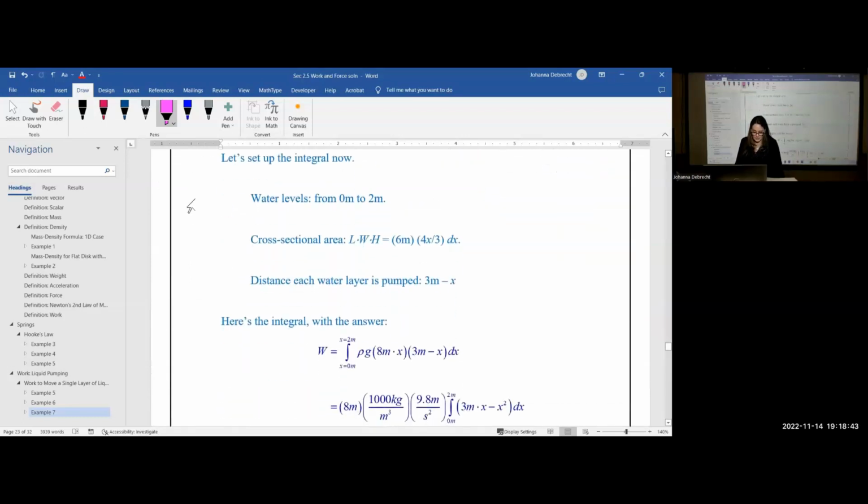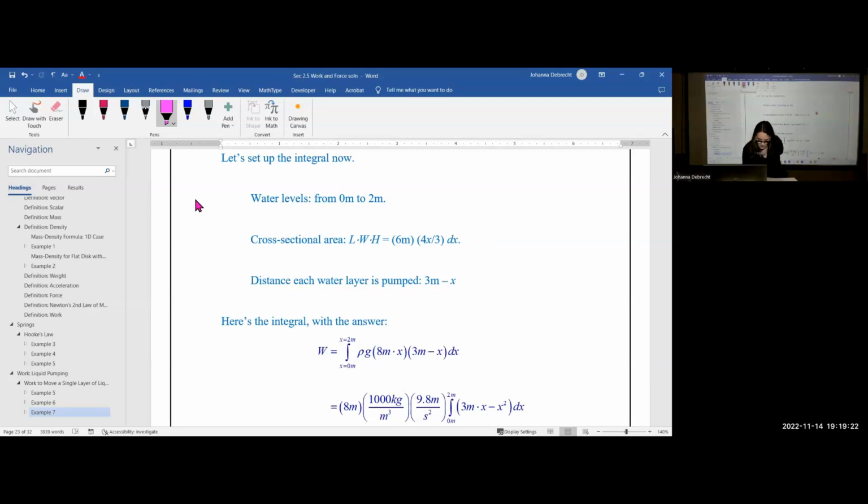So let's go ahead and start setting up the integral by gathering information. We want to move all the water out. We have water from 0 meters to 2 meters. We set our origin at the bottom of the tank. The cross-sectional area, it's a box, so it's length times width times height. It's 6 meters long. The width is 4x divided by 3, and the height is that tiny, tiny little depth of it, which is dx. So when we multiply that out, we get, what is that, 8 meters x dx.